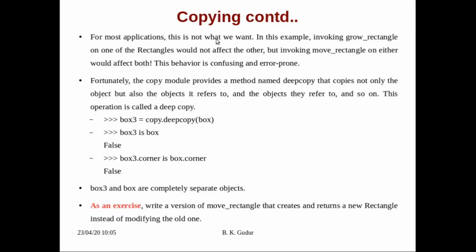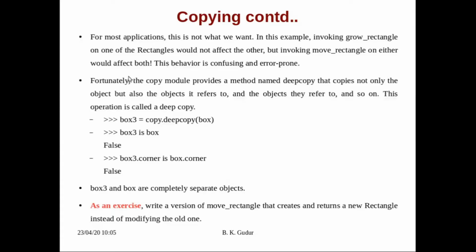So remember one thing. After copying this, when we invoke grow_rectangle on one rectangle, it will not affect the other, because grow_rectangle is going to add to width and height. Whatever that number is, it will be added to width and height. Because width and height are separate for both objects, it will not affect the other. Whereas move_rectangle is going to change the corner point. Because the corner point is the same for both rectangles, move_rectangle is going to affect both rectangles. I hope whatever I have explained here is clear to all of you. This is a very important concept.